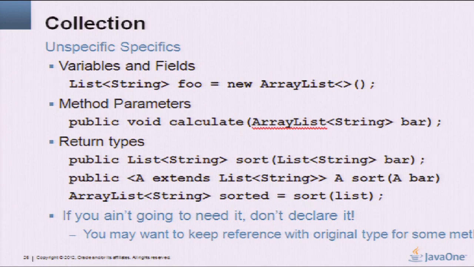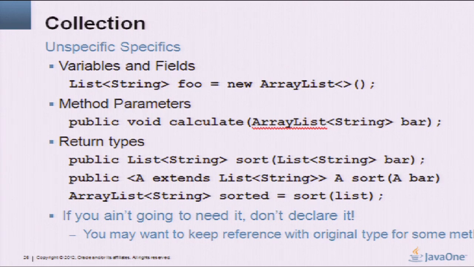First of them being that if you're defining variables and fields, it's advantageous to specify the type of the field as the interface rather than the implementation. The reason is that if for some reason down the road I wanted to change to a linked list or something like that because of some performance characteristic, I would now be free to do so.